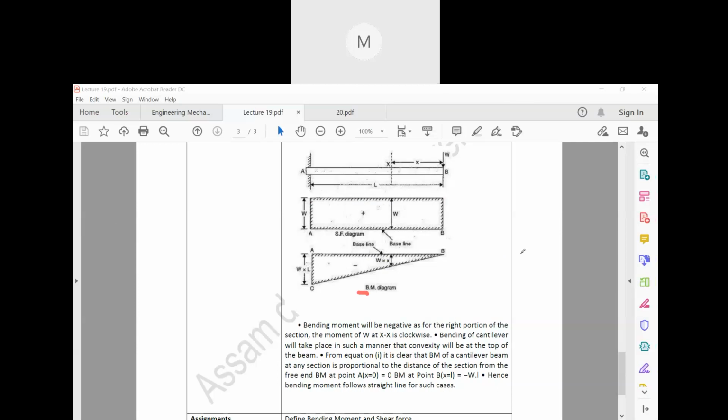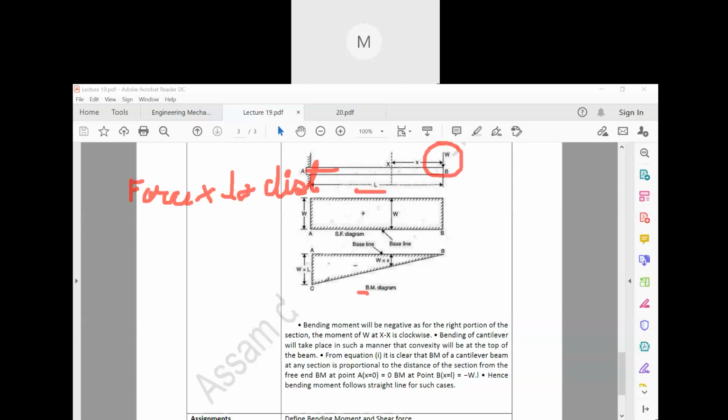Now I explained in the previous classes regarding moments. So what is a moment actually? Moment means force multiplied by perpendicular distance. Now look, the force acting here is W, and the distance is L.